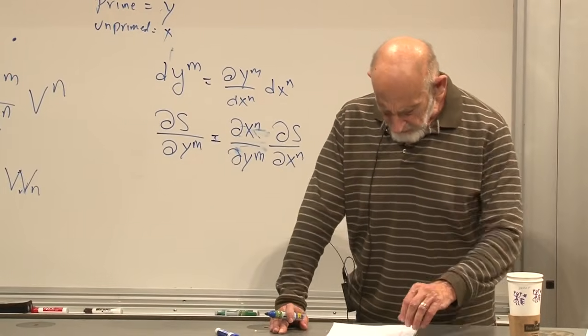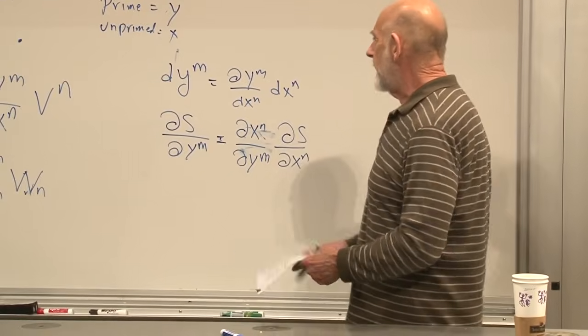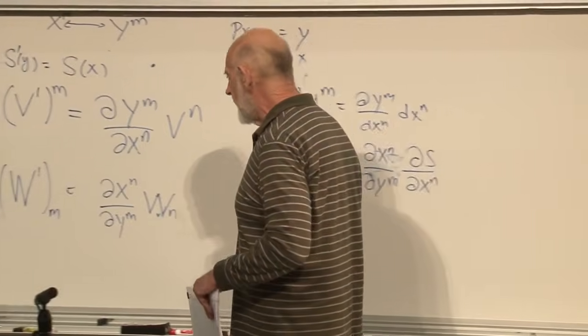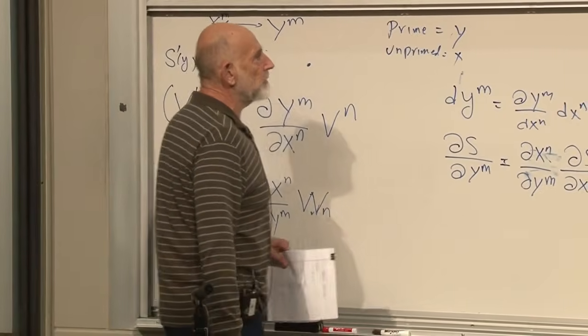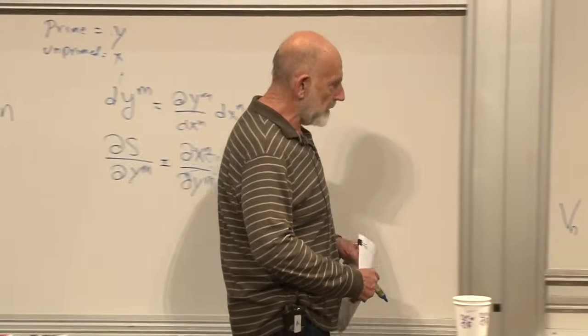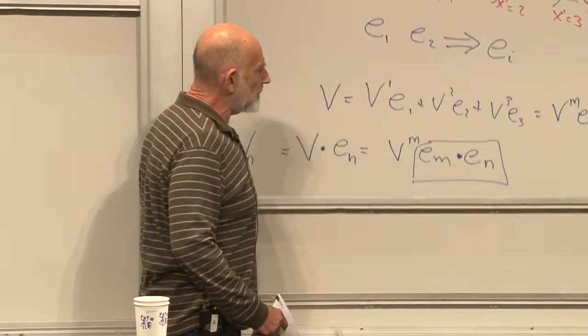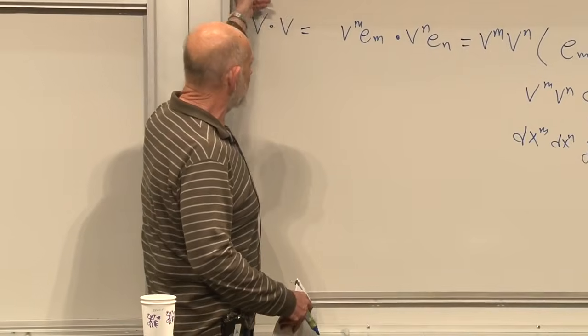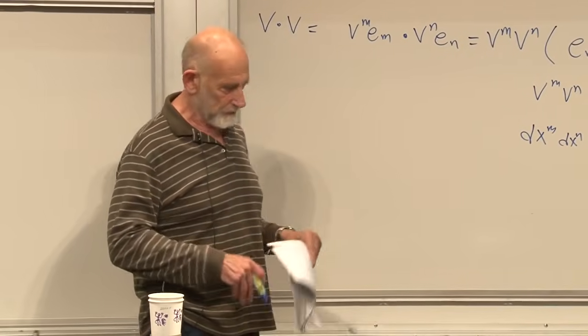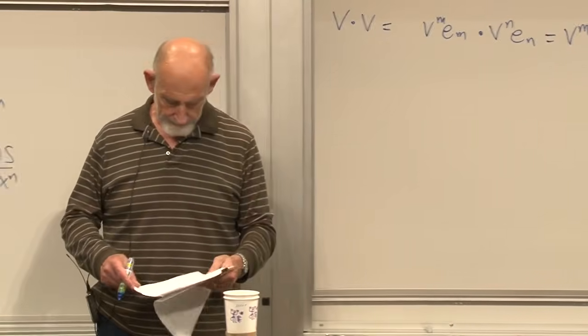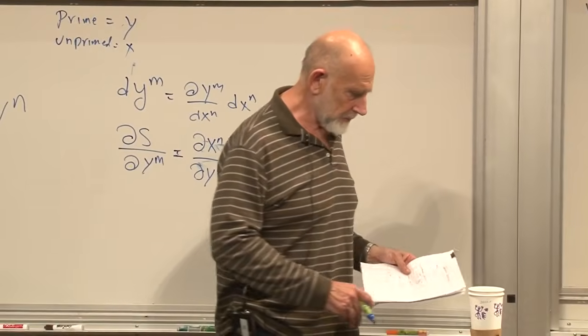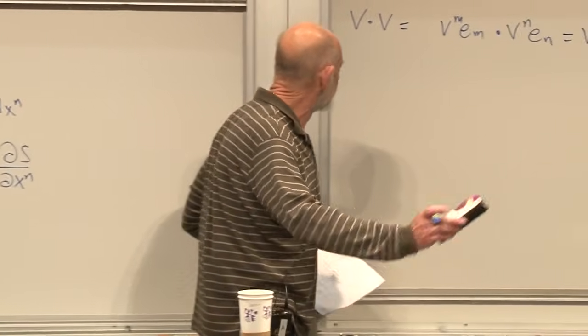Good. All right, now what about a tensor of higher rank? A tensor of higher rank simply means a tensor with more indices, and the simplest example of tensors with more indices are just products of vectors. So let's take an object.